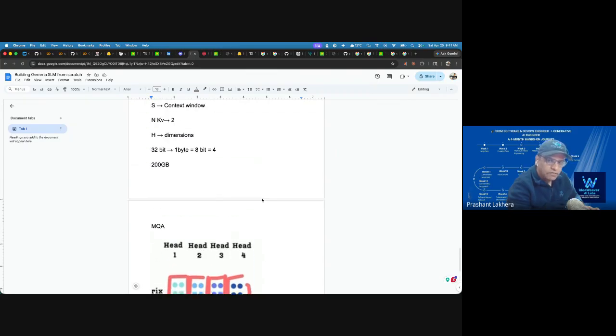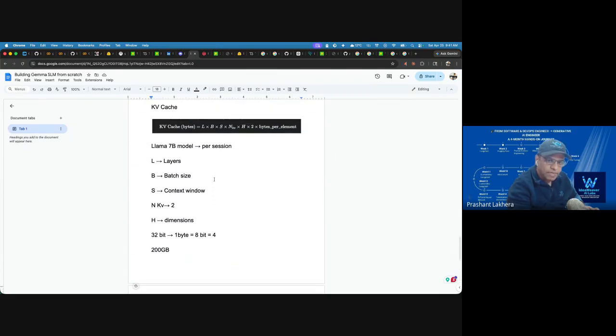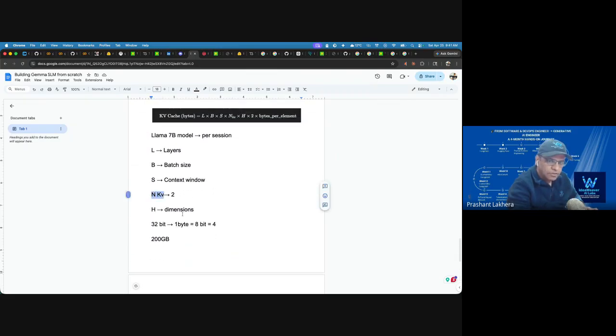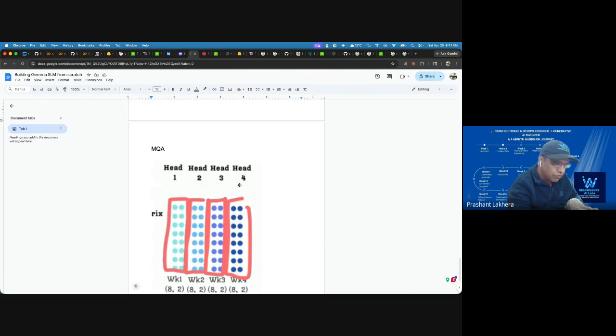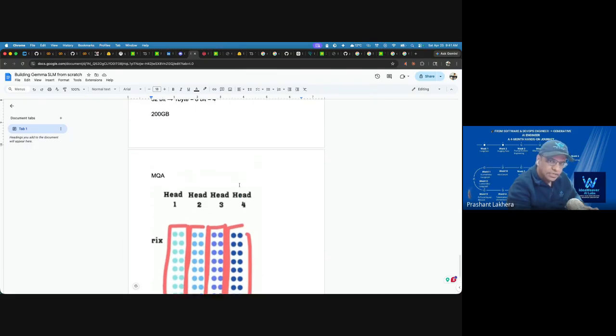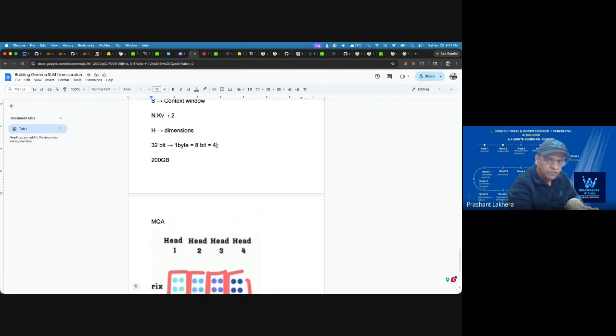And the advantage of that is, for example, this parameter NKV. Let's say in this case this value is 4. For multi-head attention, this value now becomes reduced from 4 to 1.